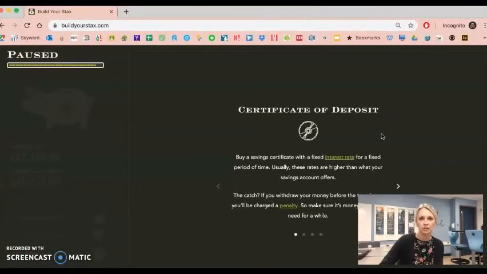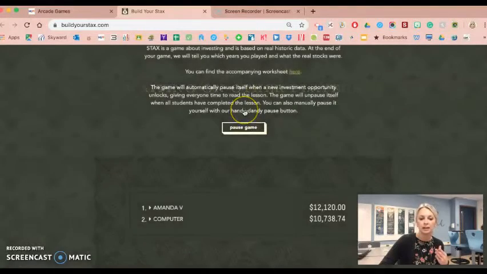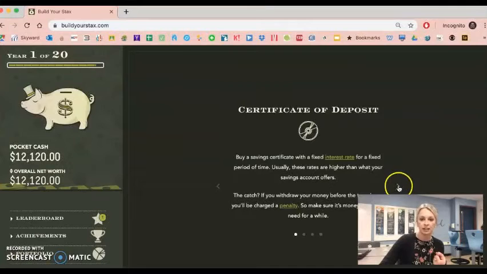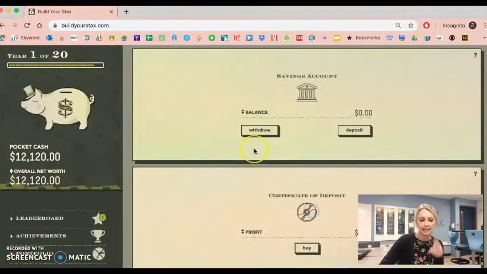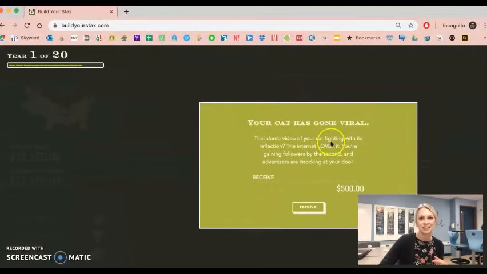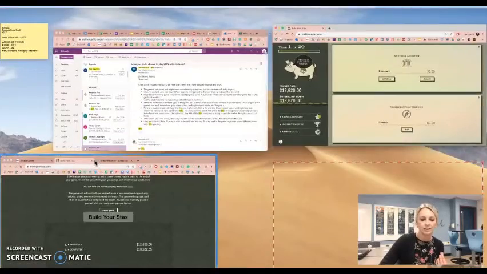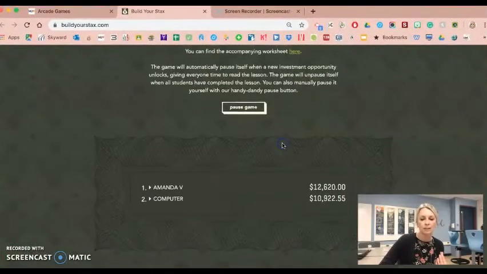So here's the student screen. And then if I flip back over, here is the teacher screen. So this is what I'd have on the smartboard. I can resume this automatically, or you can wait for everybody. Typically I'll just resume it, and then the student can see this screen right here, which they can go through the directions, okay, I got it, and they can keep playing. So as a teacher, you can keep the ball rolling, and then unexpected events also happen. My cat has gone viral, so I actually received $500 that's going into my pocket cash right here. So I keep the teacher portal on the board.